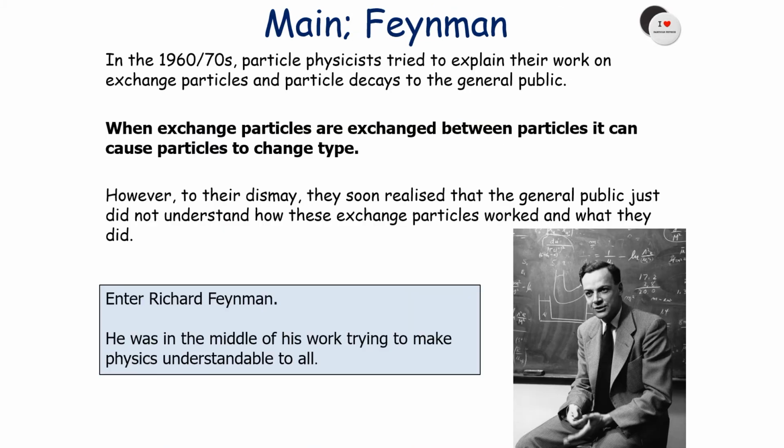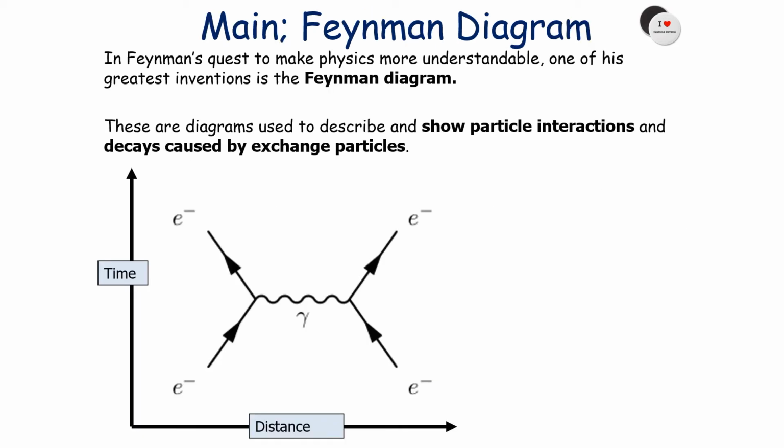Now when exchange particles are exchanged between particles, it can cause the particles to change type. So Richard Feynman soon realised that the general public didn't understand how this works, so he produced diagrams to make this more understandable, which he called the Feynman diagram.